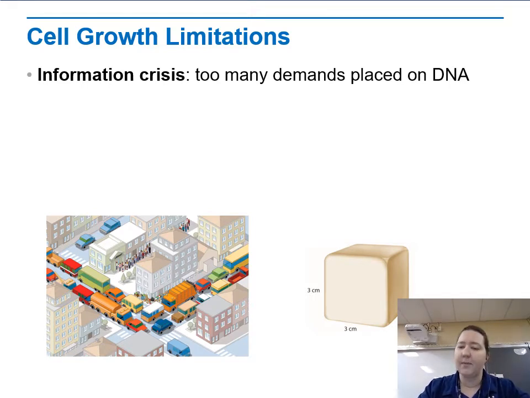One, we get an information crisis. Think about your brain when you have to study for a test. Then think about your brain when you have to study for 2 or 3 tests in the same day or week. There's too many demands placed on your brain. The DNA is the brain of the cell. So if we get too big, there are too many demands placed on the brain of the cell. And so that creates an information crisis. There's not enough information, not enough materials to go back and forth.